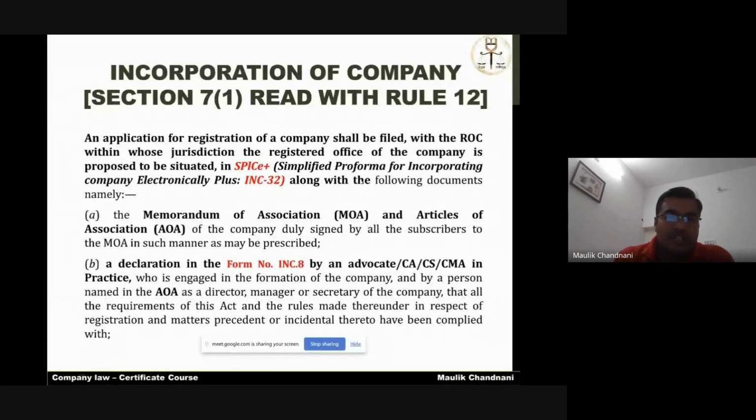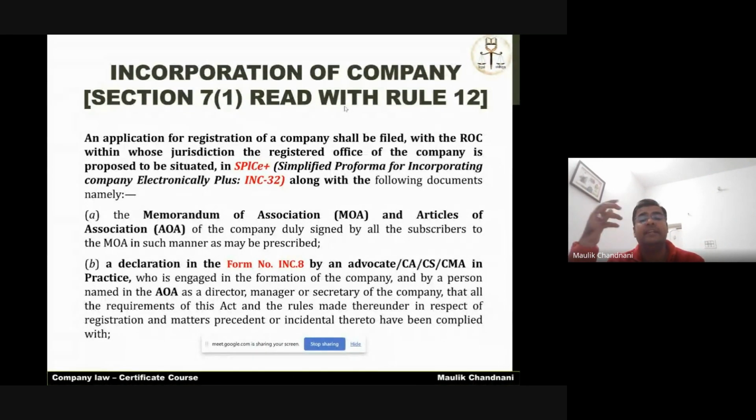The incorporation of the company. The Companies Act, Sections 7, 8, 9, 10. Basically, these sections deal elaborately with incorporation; Section 8 deals with the NPO and its incorporation as well, right? So Section 10 basically deals in detail with the process of incorporation, read with the Companies Incorporation Rules.